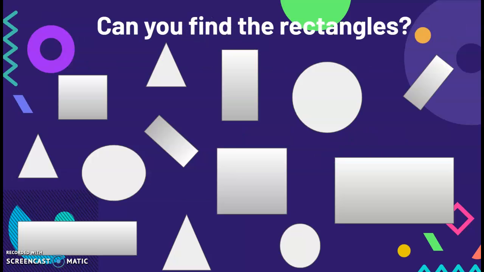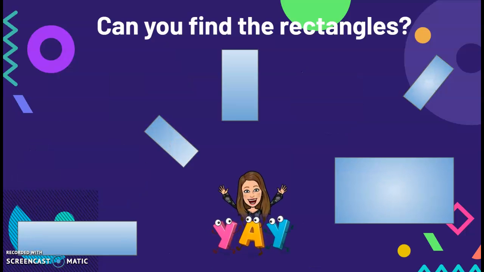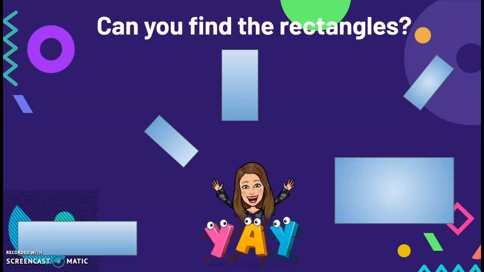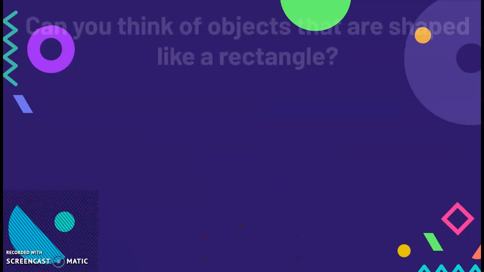Now it's your turn to point out all the rectangles you see on this page. I believe I see 5 rectangles. If you don't get all of them, it is okay. Okay, friends, let's see if you were able to point them out. 1, 2, 3, 4, 5. Yay! You did it. You are so smart.